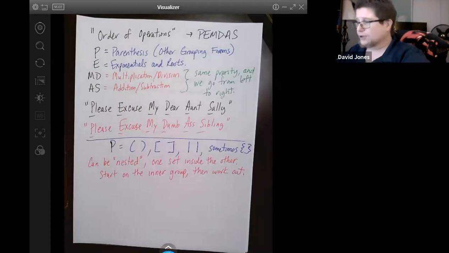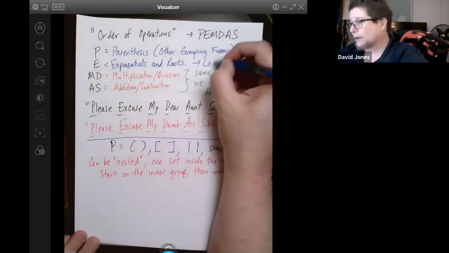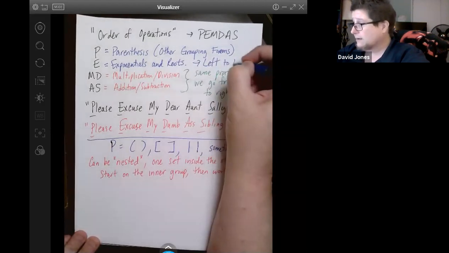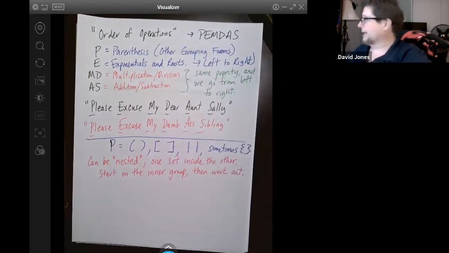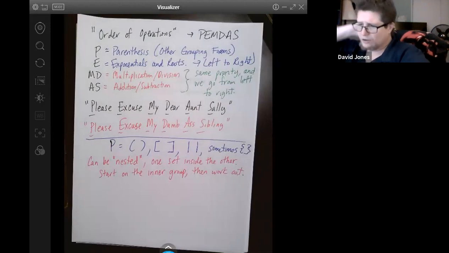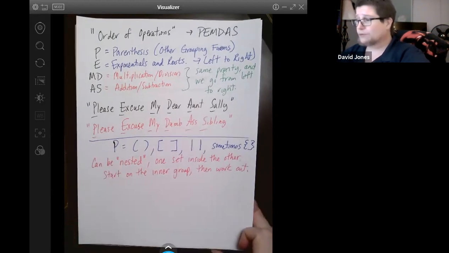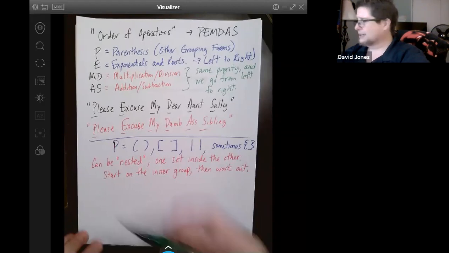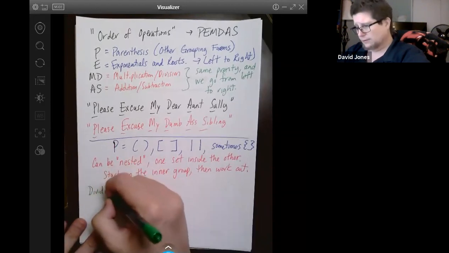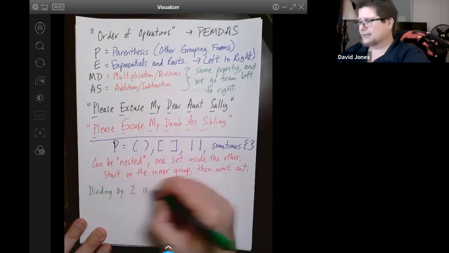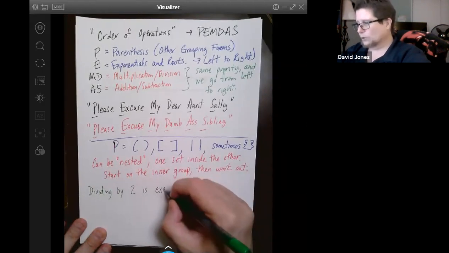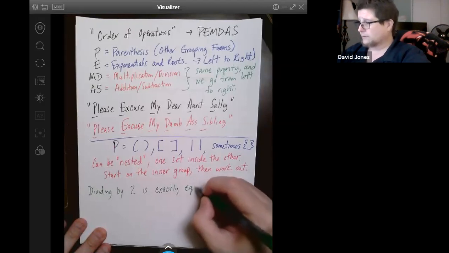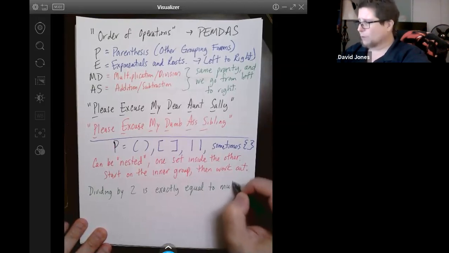Exponents and roots are also done left to right. This usually is not a problem, but it's worth pointing out. And the reason why we have multiplication and division as the same priority, or addition, subtraction as the same priority, is they really are very much related. And what I mean by this is dividing by 2 is exactly equal to multiplying by 1/2.